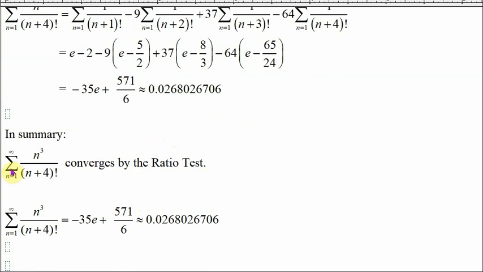And so in summary, the series with the expression n to the third over n plus 4 factorial converges by ratio test, and it converges to negative 35e plus 571 over 6. And that's the end of the video.